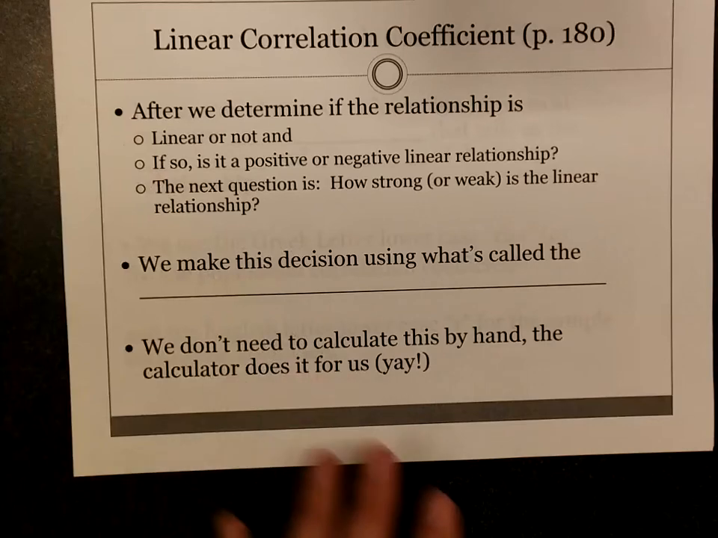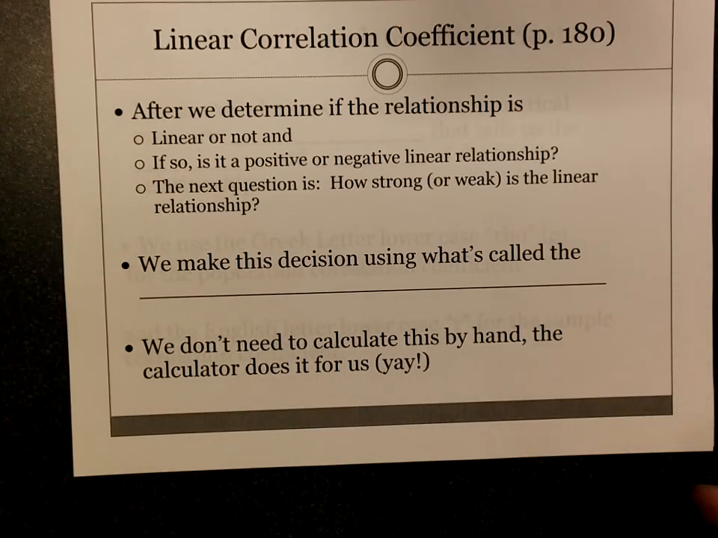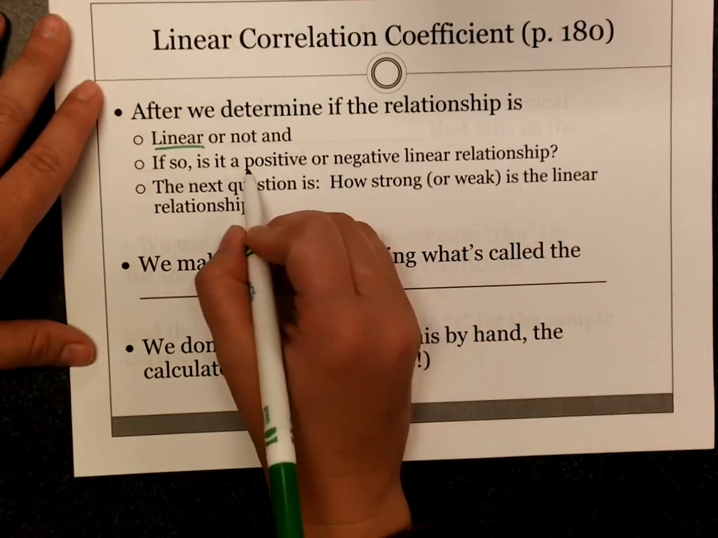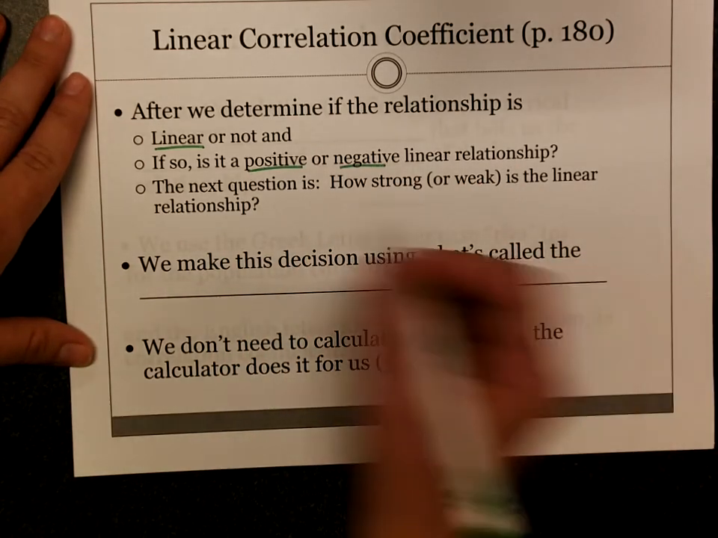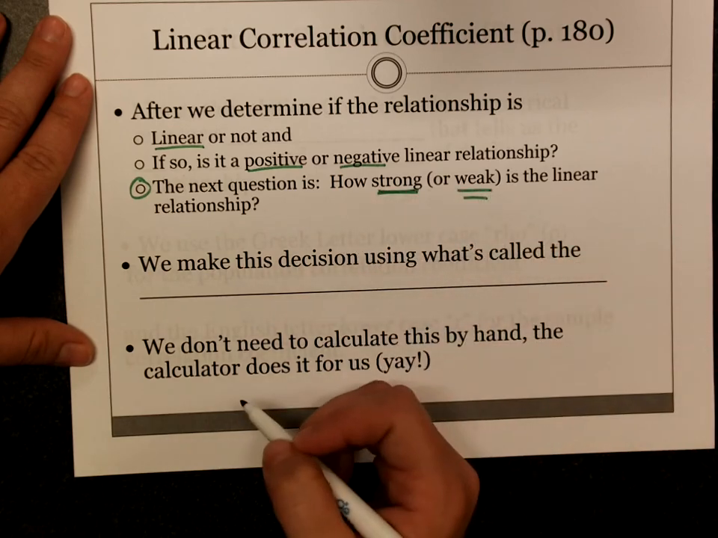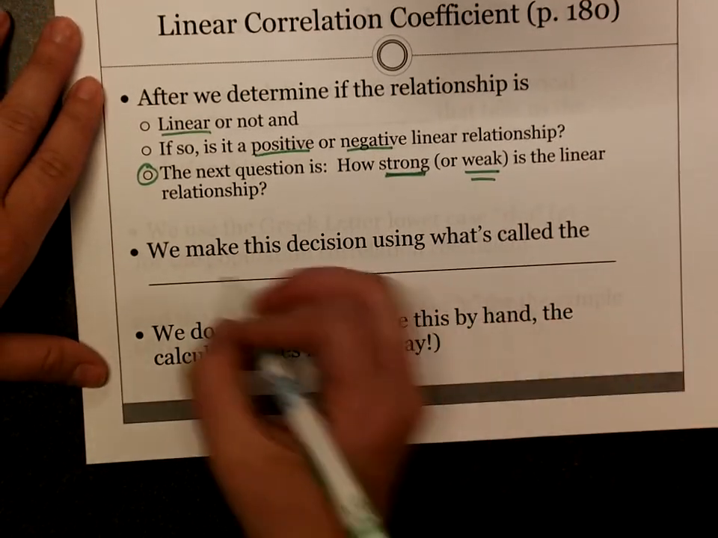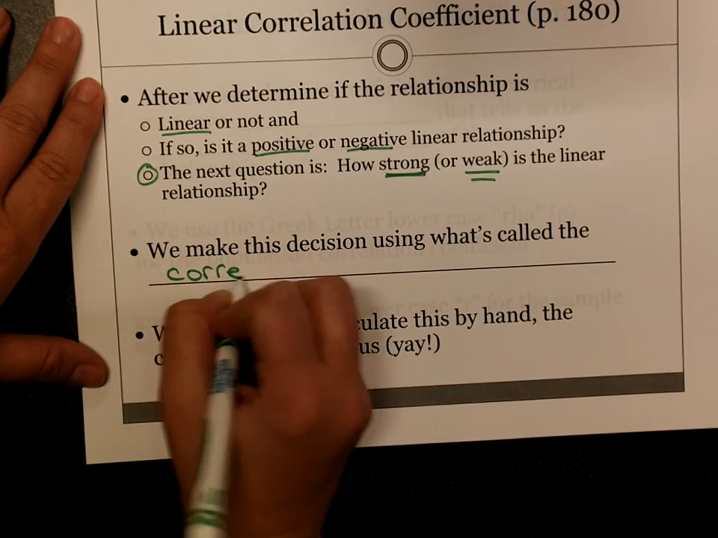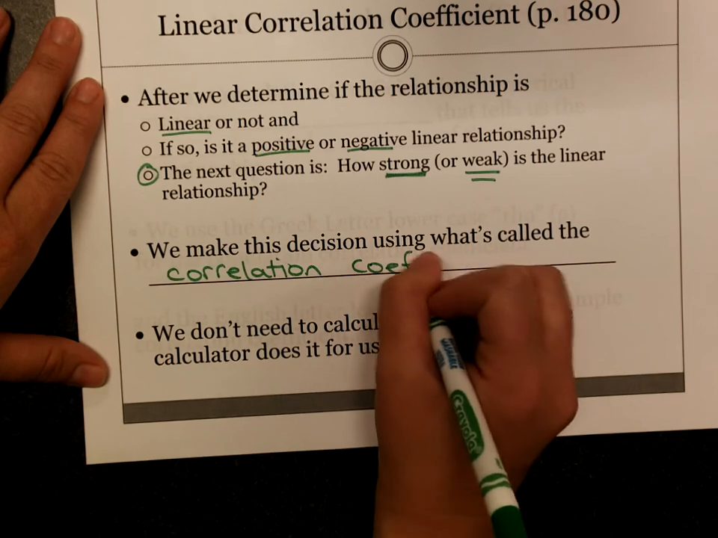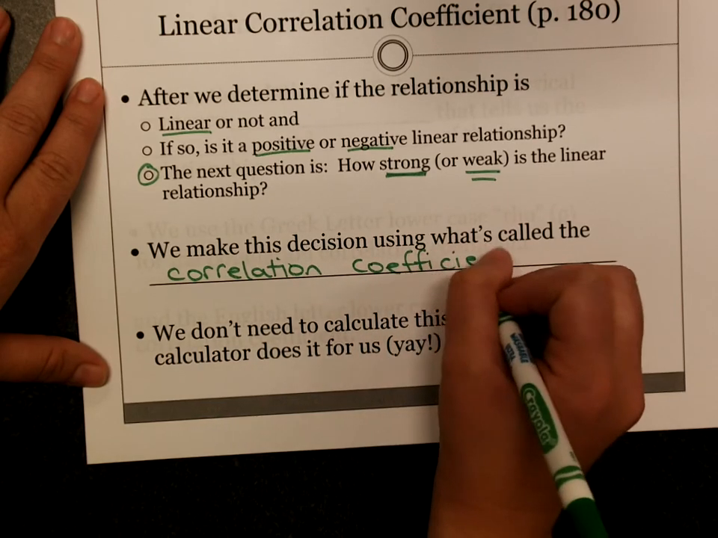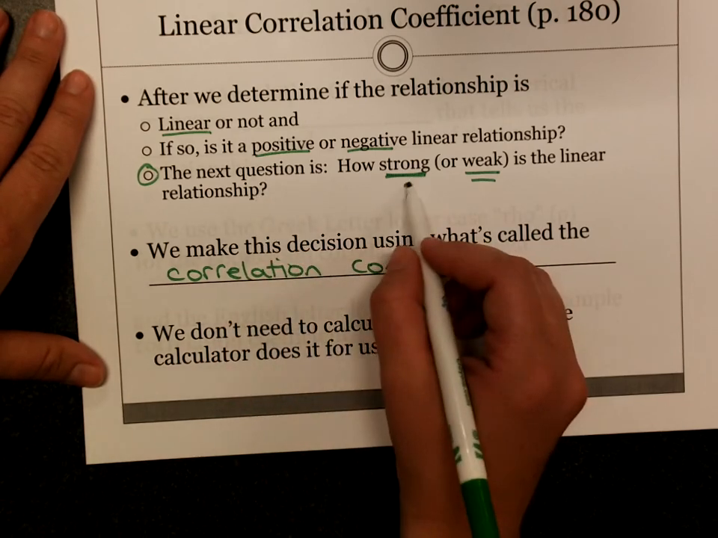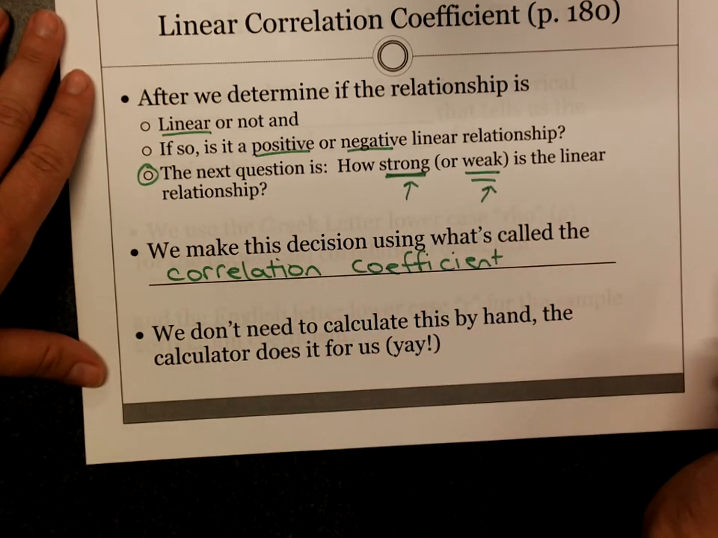All right, so positive or negative, those are the only 2 options. So we check to see if it's linear. If it's linear, we look for positive or negative. Then the next question is, how strong or weak is this relationship? So we make this decision using what's called the correlation coefficient, which is a numerical value. Correlation coefficient gives us a number to help us make this decision. How strong or weak is this linear relationship?